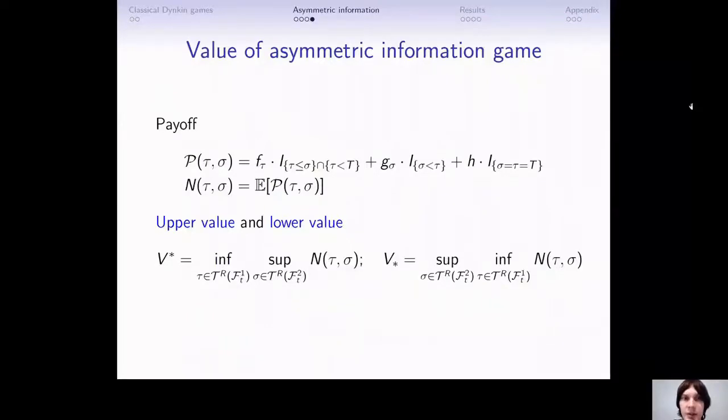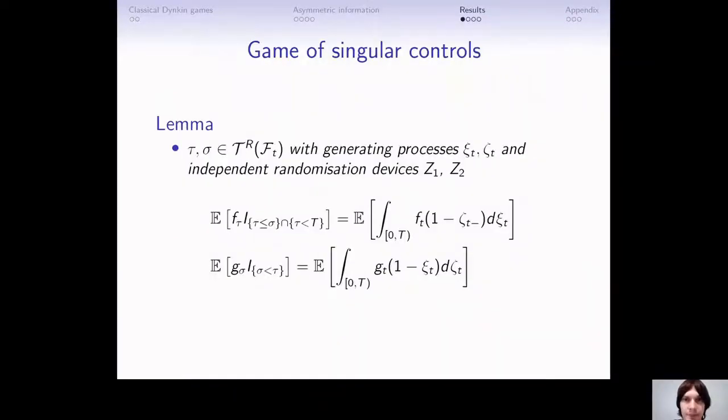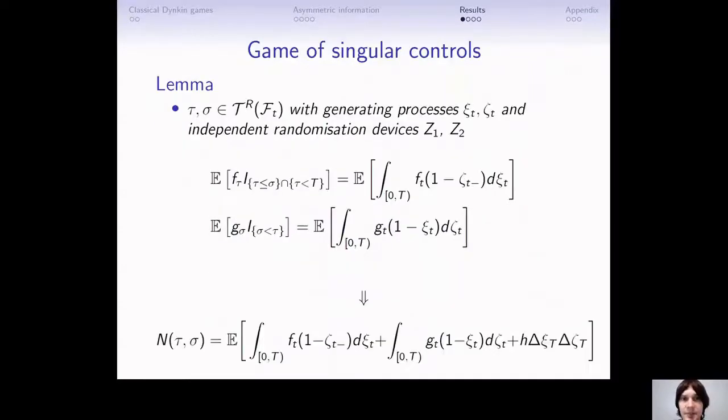It turns out to be convenient to rewrite this game as a game of controls. We prove the following lemma about F_t randomized stopping times, tau and sigma, that the expectation involved in these indicators can be written as expectation of the integrals involving the generating processes of these randomized stopping times. This allows us to express the expected payoff of the game not in terms of the strategies of the players tau and sigma, but in terms of the corresponding generating processes xi and zeta. And with a slight abuse of notation, we denote this functional on the right hand side as N of xi and zeta.